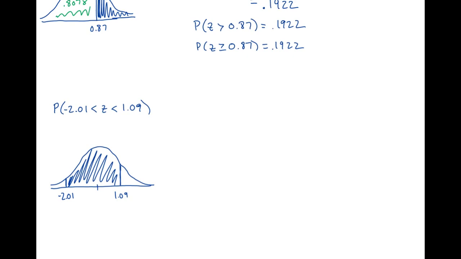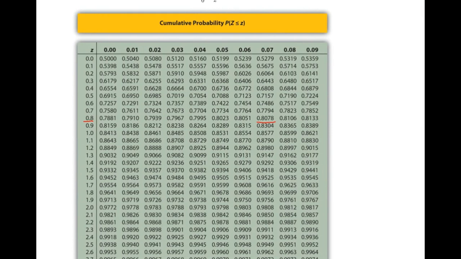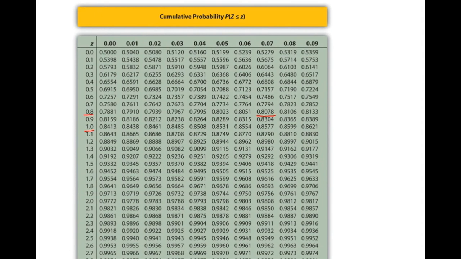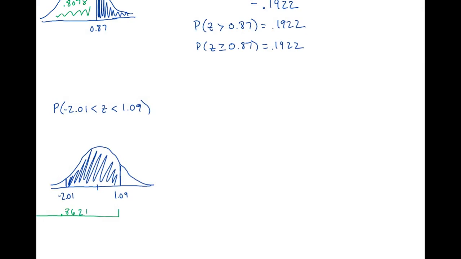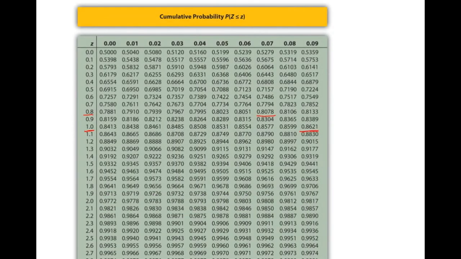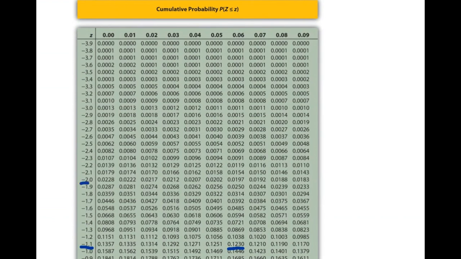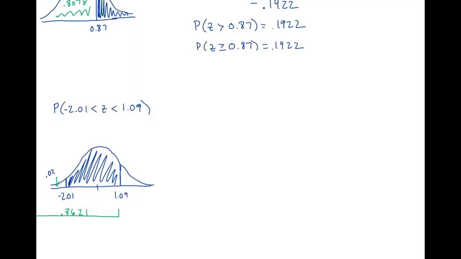If we look up the positive value, 1.09, we will see that the total area to the left of 1.09 is 0.8621. Again, this is the area all the way to the left of 1.09. This includes everything to the left of 1.09, including this area that is not shaded. However, the unshaded area is the total area to the left of negative 2.01. If we look up negative 2.01's area to the left, we see that it is 0.0222. Again, this is this area that's unshaded.